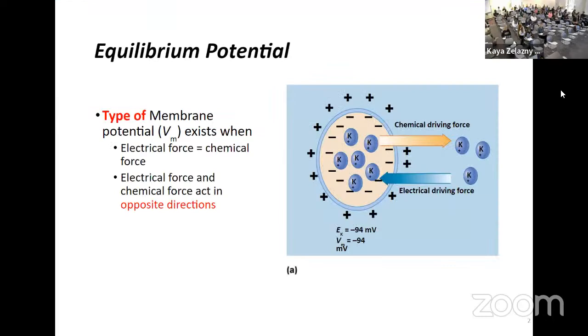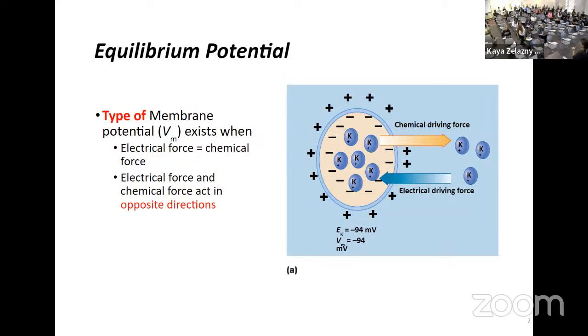So now we're going to talk about the equilibrium potential. Equilibrium potential is a membrane potential, but it's a type of membrane potential that's going to be specific to a specific ion. You can think of it as the membrane potential that that ion wants to get the cell to. So when we are at the equilibrium potential for a given ion, we're going to cease movement of that ion because it's where it wants to be.